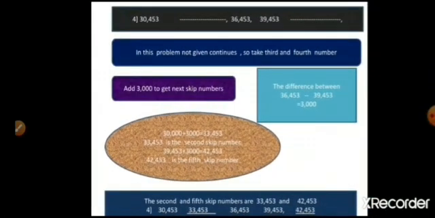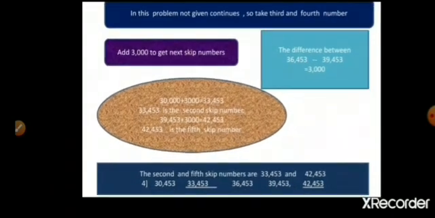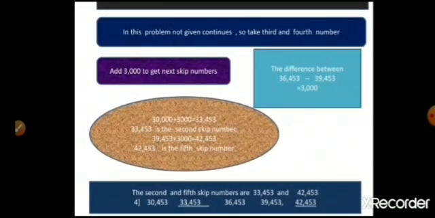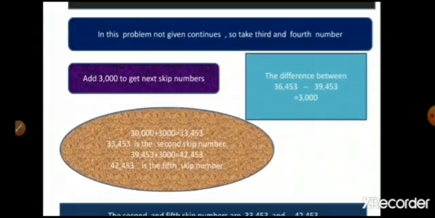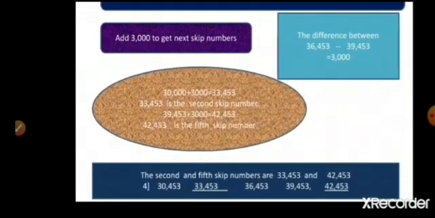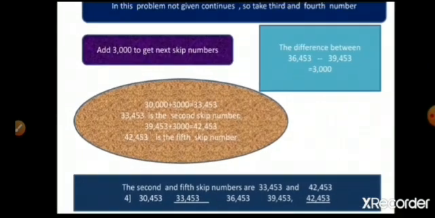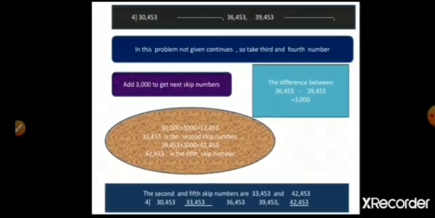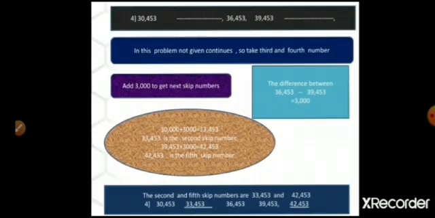The second and the fifth skip numbers are 33,453 and 42,453. Now we complete the series. 30,453, second one 33,453, 36,453, 39,453, 42,453. This way we complete the series.